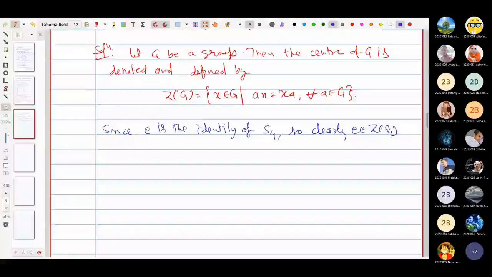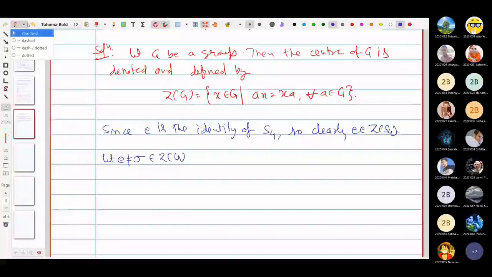So we need to take another element in ZS4, and we need to prove that that element cannot be other than identity element. Okay. So this is a way where we can prove that it cannot belong to ZS4. So for this, let us assume sigma, which is not equal to identity, belongs to ZS4. This is another element we are taking from the center of S4.